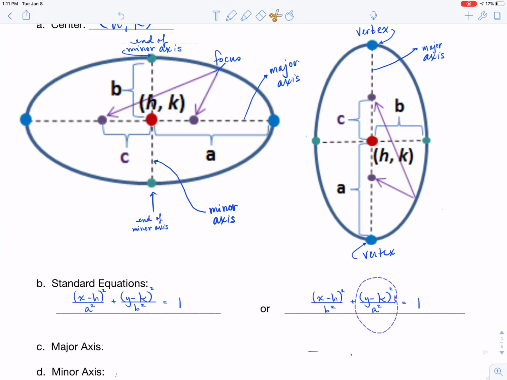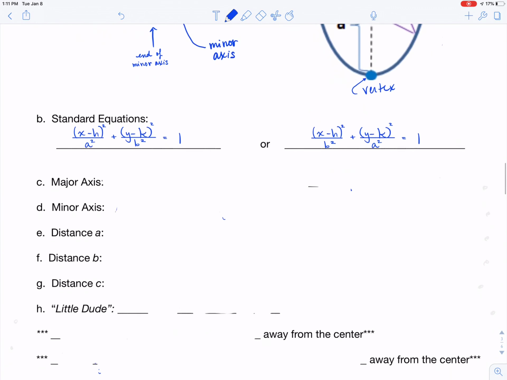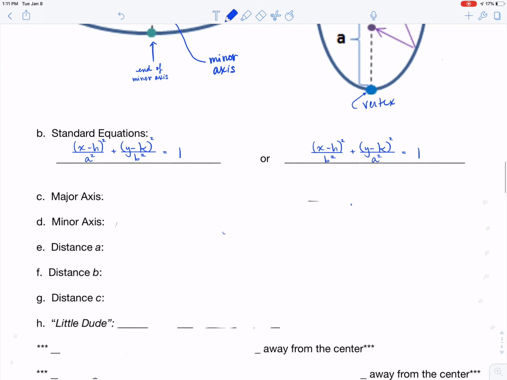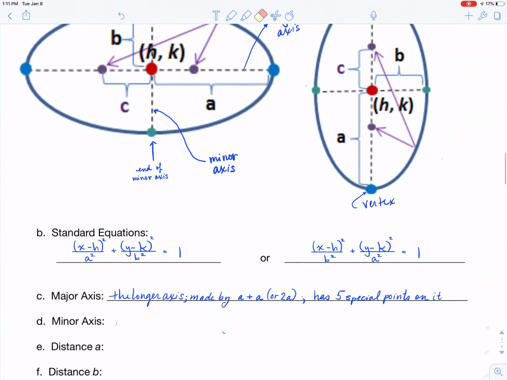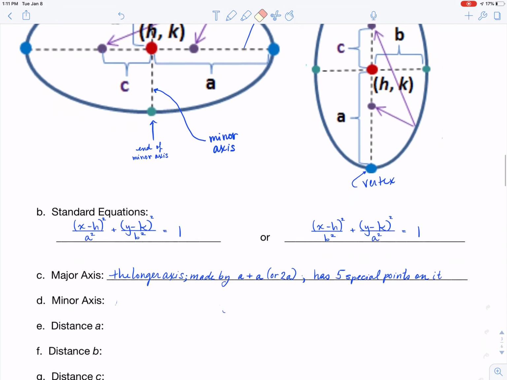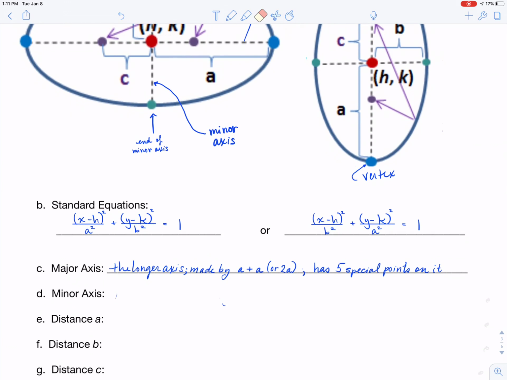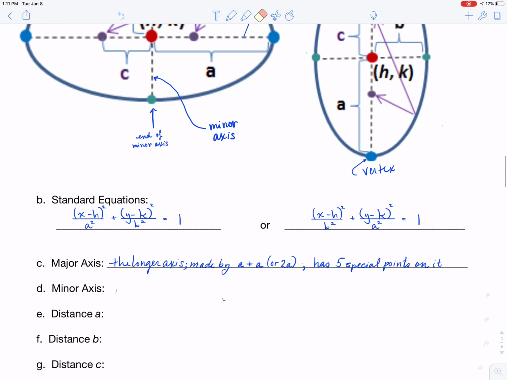Now, for your question on this particular video, I'd like you to write this down and be ready to turn it in. Please list the 5 points that are on the major axis. Now, let's talk about that major axis here for just a moment. The major axis is the longer axis. It's made up by an a plus an a, and it has 5 special points on it, which I did just ask you to write down what those 5 points are.